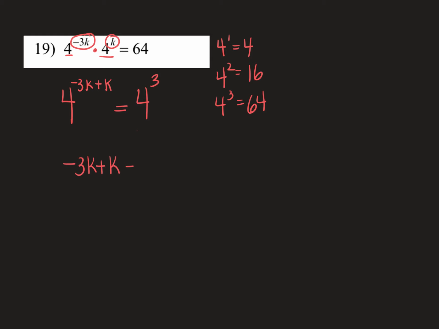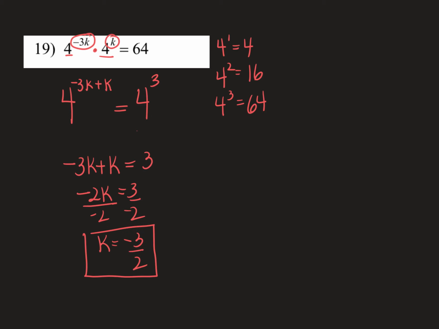Negative 3k plus k equals 3. So negative 2k equals 3. Divide by negative 2. K will equal negative 3 over 2. Please no decimals. And please no mixed numbers. Leave it as an improper fraction.